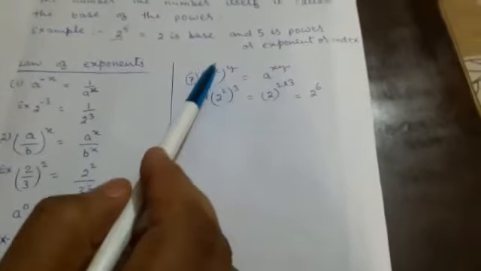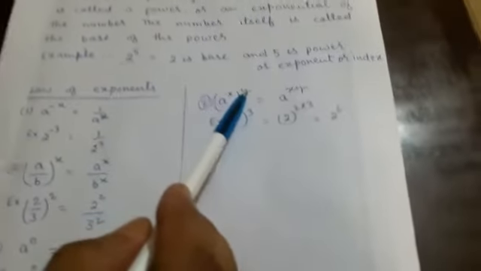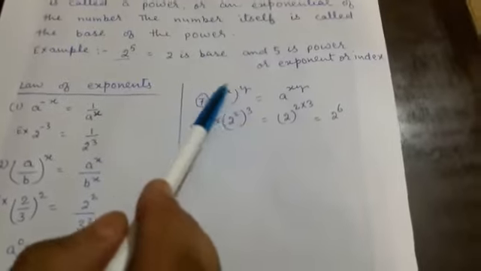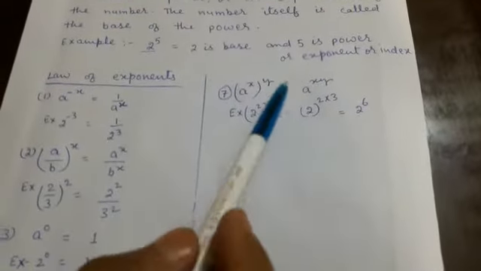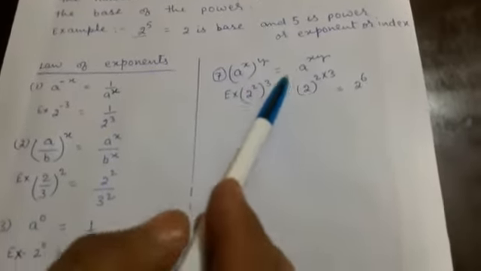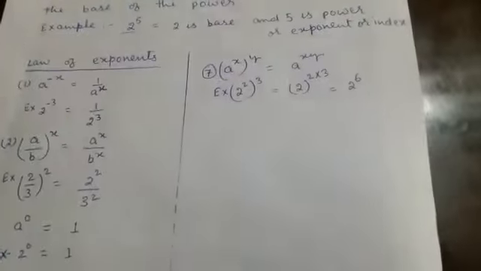Next, seventh law tells us a power x bracket close power y. If two powers are given, one inside the bracket and another outside the bracket, we take a as common and both powers will be multiplied, x into y. For example, 2 power 2 bracket close power 3 is equal to 2 power 2 into 3, which is equal to 2 power 6.